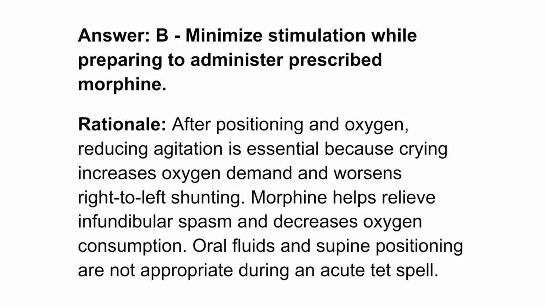B. Minimize stimulation while preparing to administer prescribed morphine. Rationale. After positioning and oxygen, reducing agitation is essential because crying increases oxygen demand and worsens right-to-left shunting. Morphine helps relieve infundibular spasm and decreases oxygen consumption. Oral fluids and supine positioning are not appropriate during an acute TET spell.